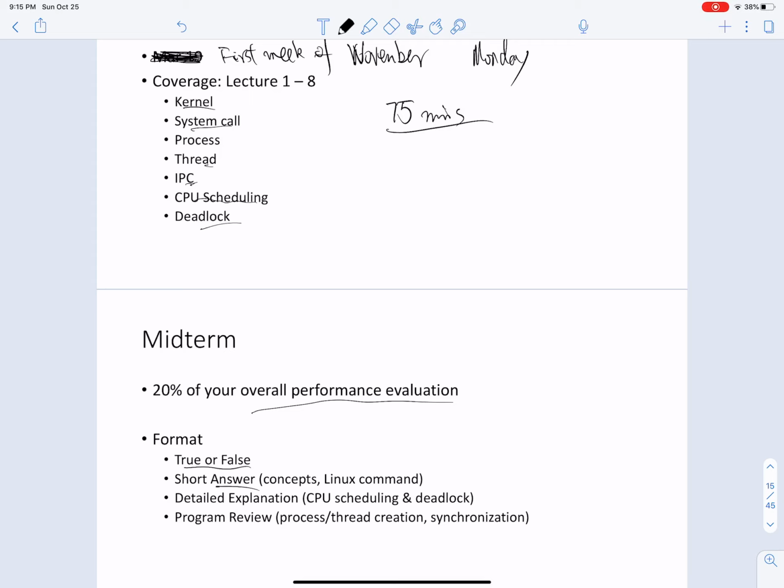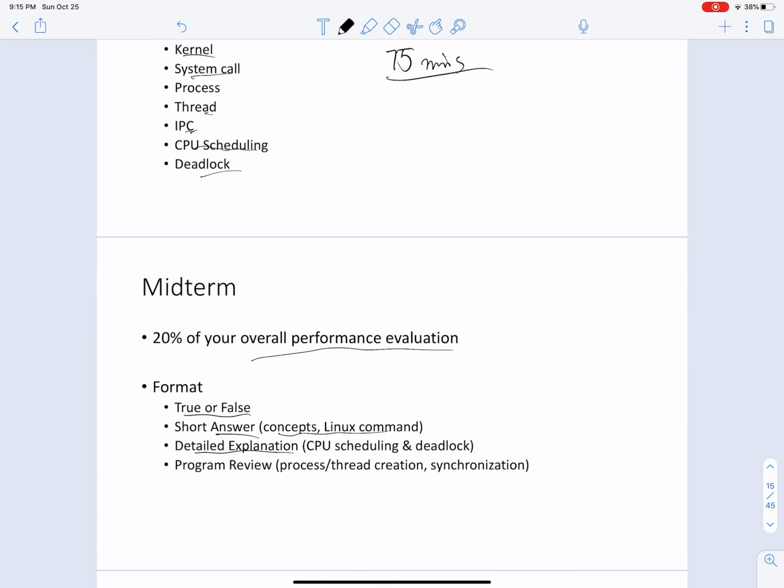The second part is short answer, which asks you to explain very simple concepts, so you only need to answer each question with at most 2 or 3 sentences. The questions in this part include some concepts and some Linux commands. Following that is the detailed explanation. In this part, I'm going to give you 2 questions. One regarding the CPU scheduling algorithm, which is pretty much like your homework 1, and the other one is about deadlock. It's like the banker's algorithm that we just went through.